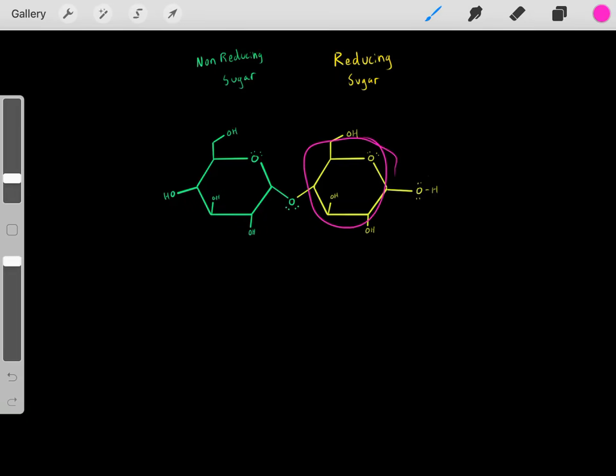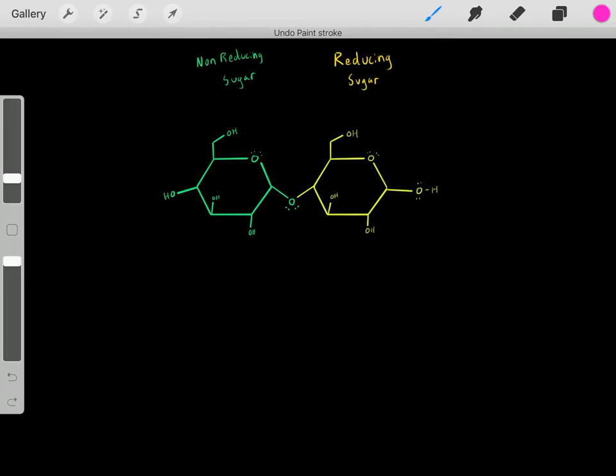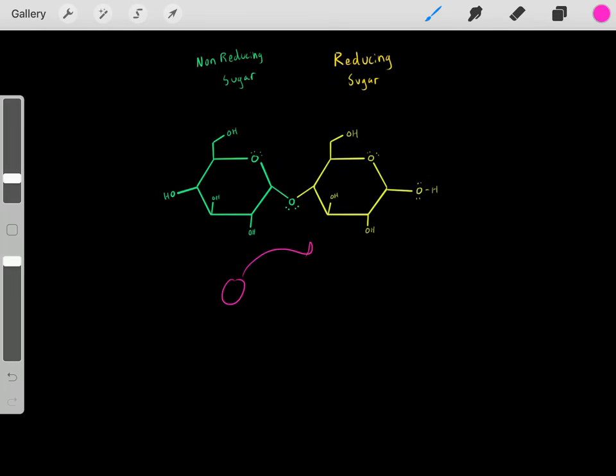Well, this guy's a reducing sugar because it can reduce compounds. It can take a compound and reduce it. However, this is a non-reducing sugar because it can't take a compound and reduce it. But why? They look essentially chemically identical, so what's the difference? Well, let's see. How would this compound reduce another compound?